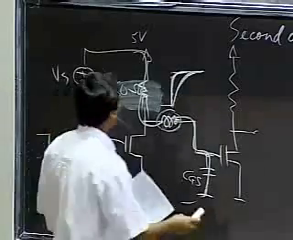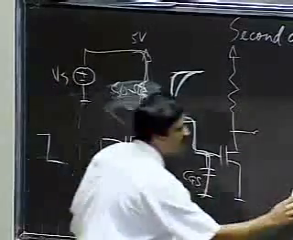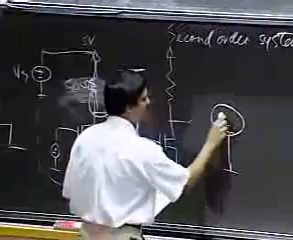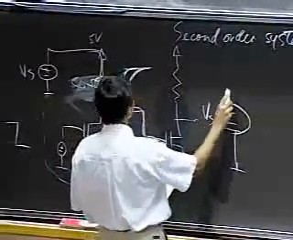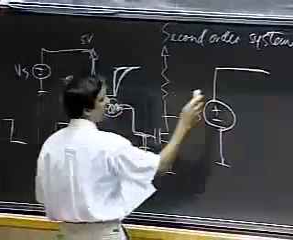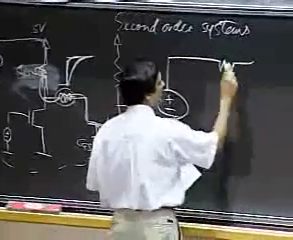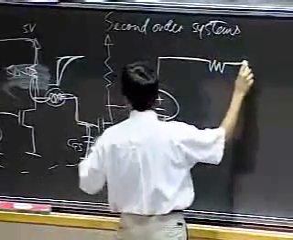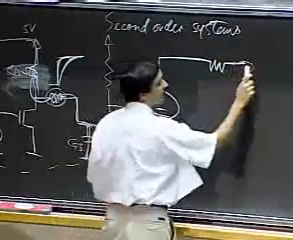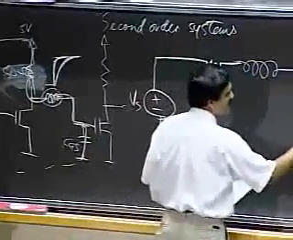Okay, and I can draw a quick circuit here. If you look at the circuit, start from ground, the voltage Vs, and there is a resistor here, okay, and then I have an inductor, and then I have a capacitor.